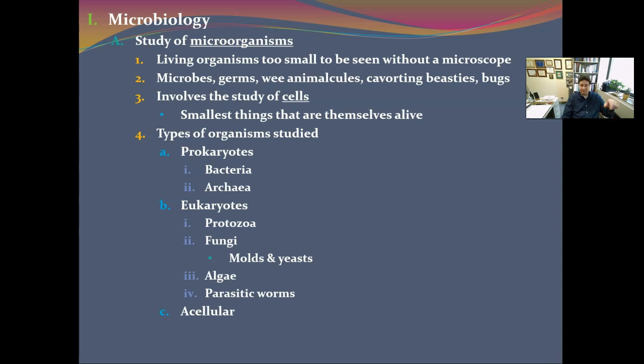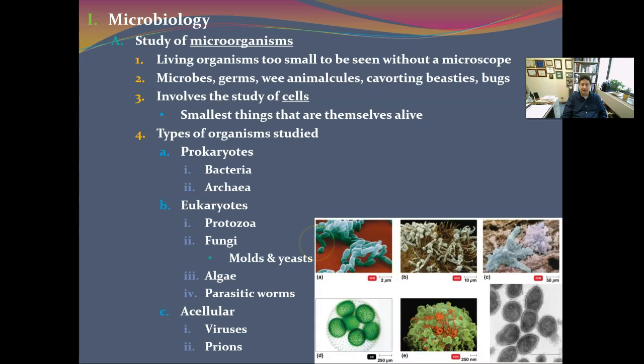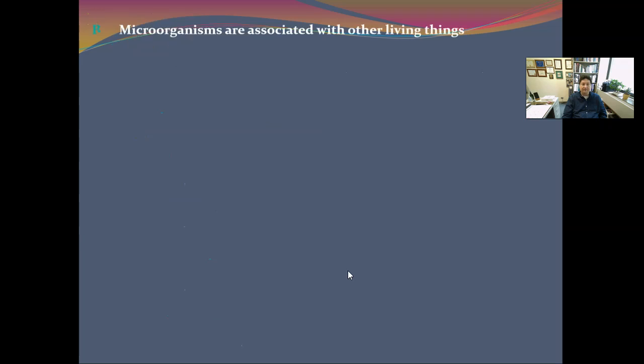We also have organisms that are acellular. Now, prefix a, not cellular. So these are things that are called viruses and prions. So viruses and prions are infectious proteins, are not considered living because they're not a cell. All right? So here are some examples of some things we study in microbiology. Everything from this algae down here to viruses to bacteria and protozoans. Okay?